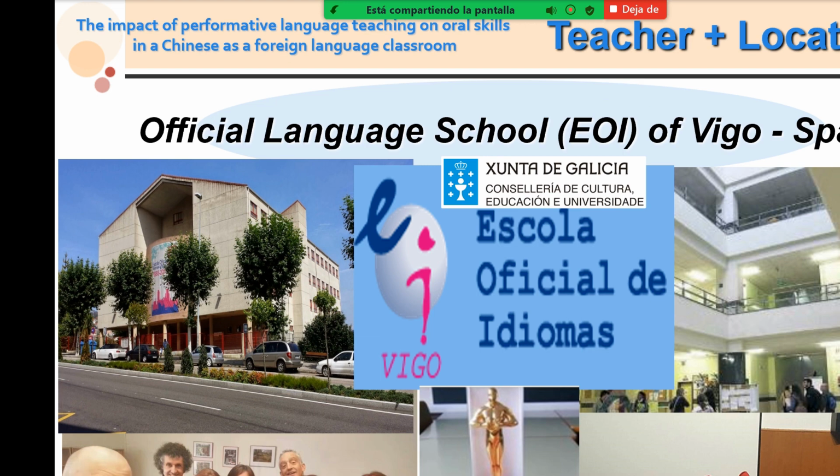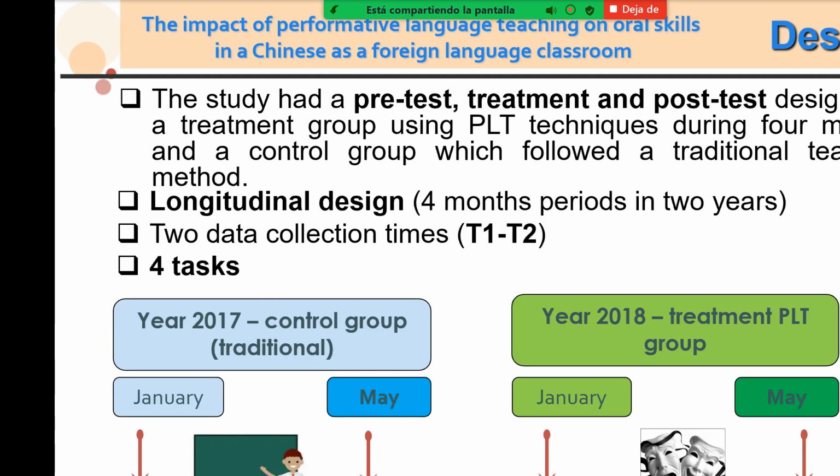At that time, I was a Chinese teacher at the Escuela Oficial de Idiomas, working in Galicia, and my students were all adults. I was teaching a B1-2 level, which is kind of like HSK3 level. Over 2 years, we designed the research with a control group that used the traditional methodology, which I will show exactly, and a treatment group with performative language teaching, the PLT group. Both had a time 1 pre-test and a time 2 post-test. I'll show you exactly.